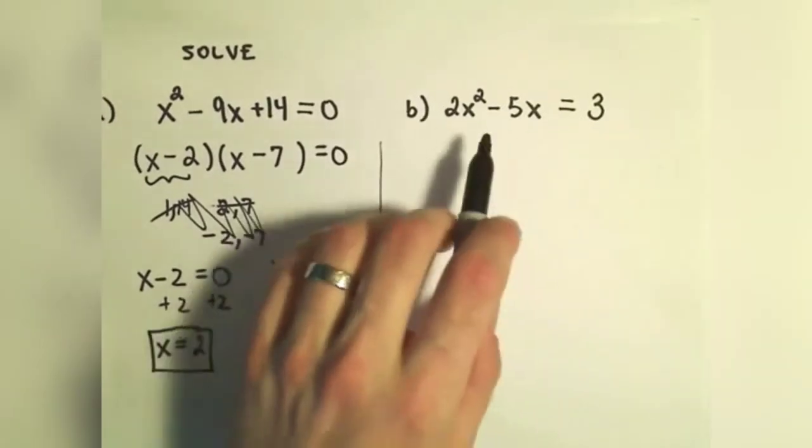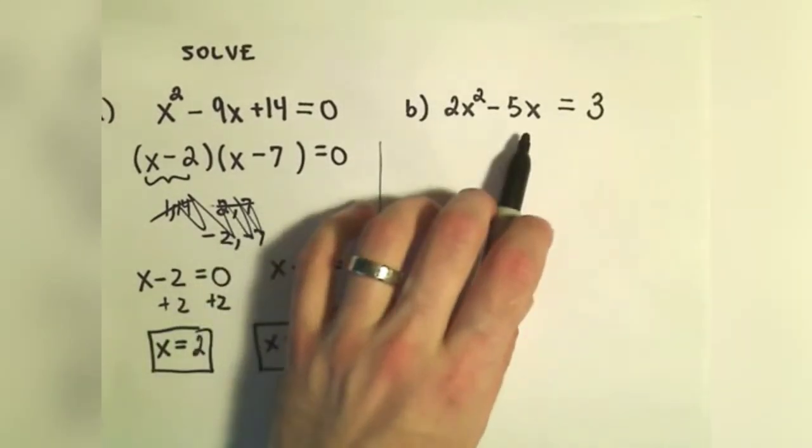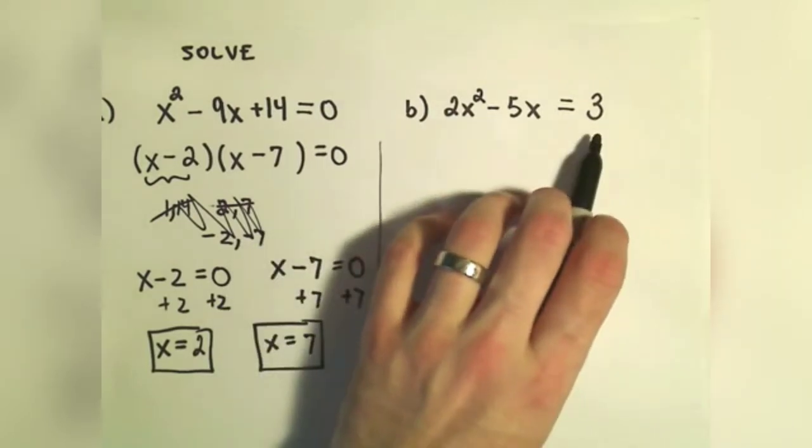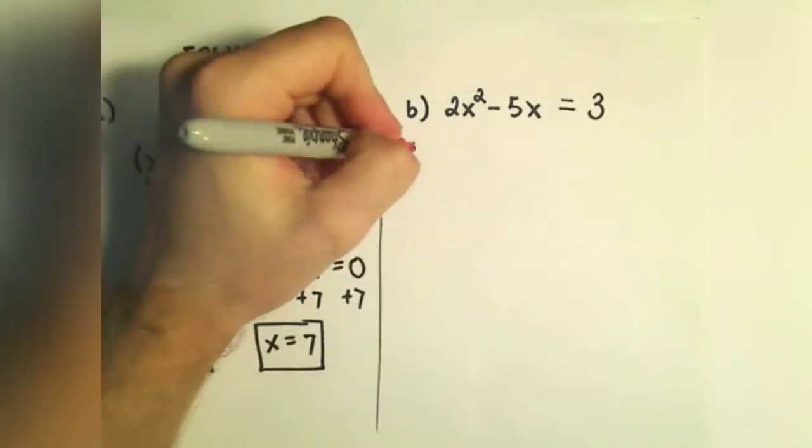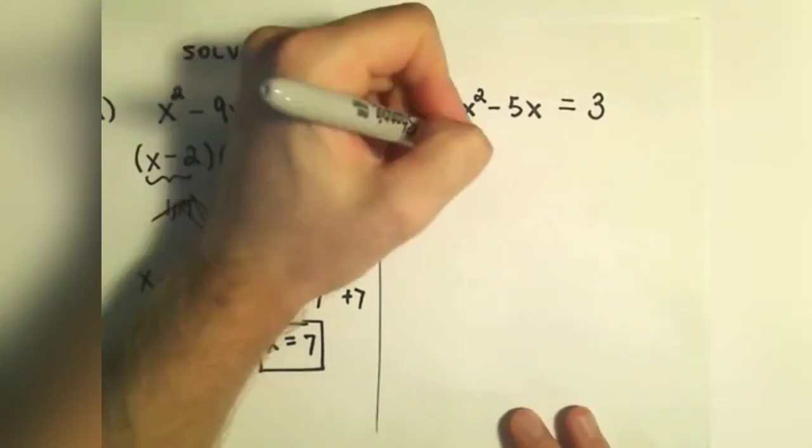So, alright, 2x squared minus 5x equals 3. Again, the first thing we're going to have to do is make one side equal to 0. A big common mistake, so this is something you don't want to do.